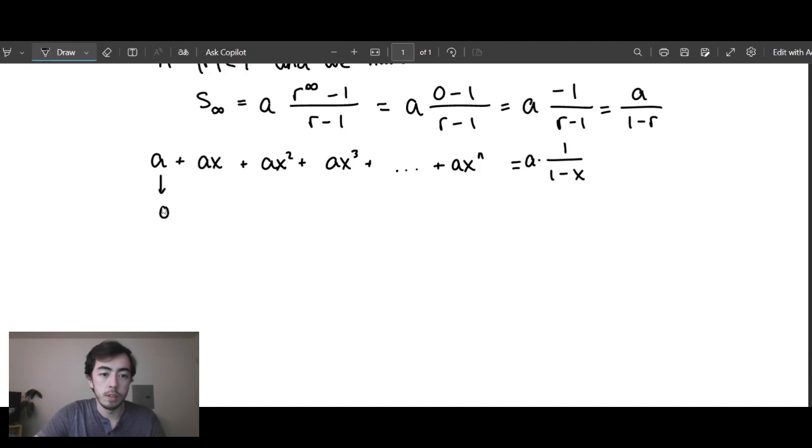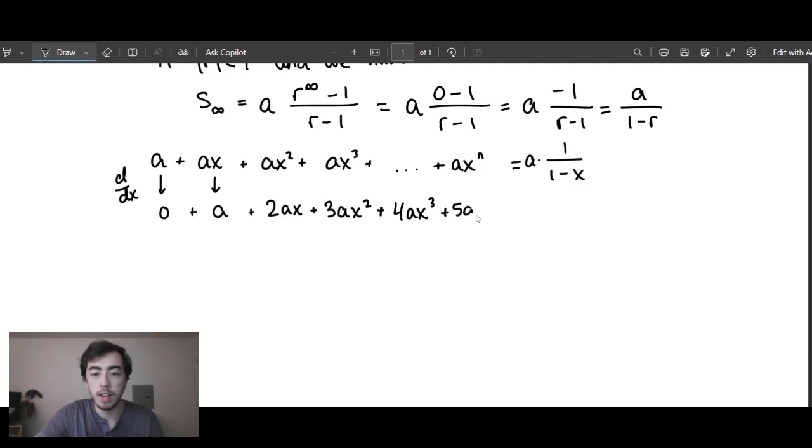So this one is just 0. So let's see, we're taking its derivative now. This one is going to be just a. This one will be 2ax. And so what I'm doing here is I'm taking this power and I'm bringing it down, keeping the a there, and then decreasing the power by 1. And this is just this power rule that you might learn if you take a calculus class, or maybe you already know it. The next one will be 4ax cubed. Then we'll have 5ax to the fourth, etc., etc.